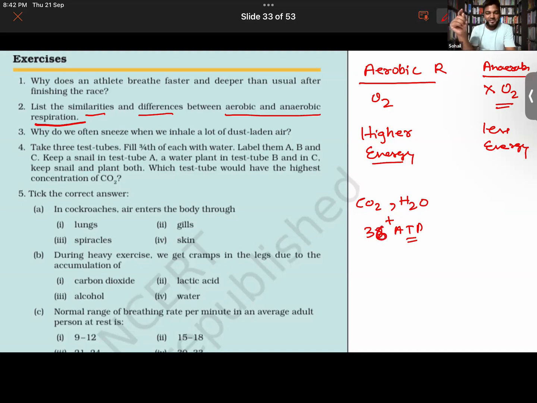It's 36, 36 are there. Okay, 36. My bad. Now, anaerobic respiration, here carbon dioxide is released.